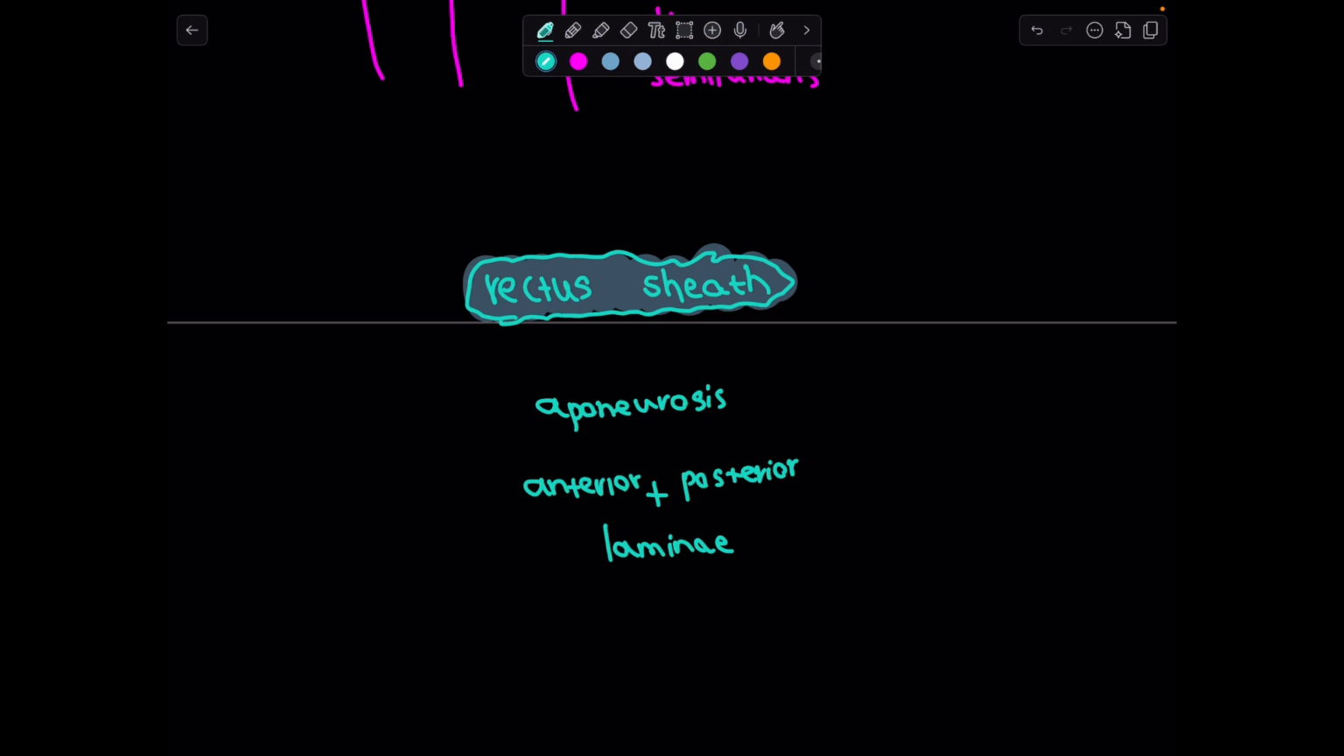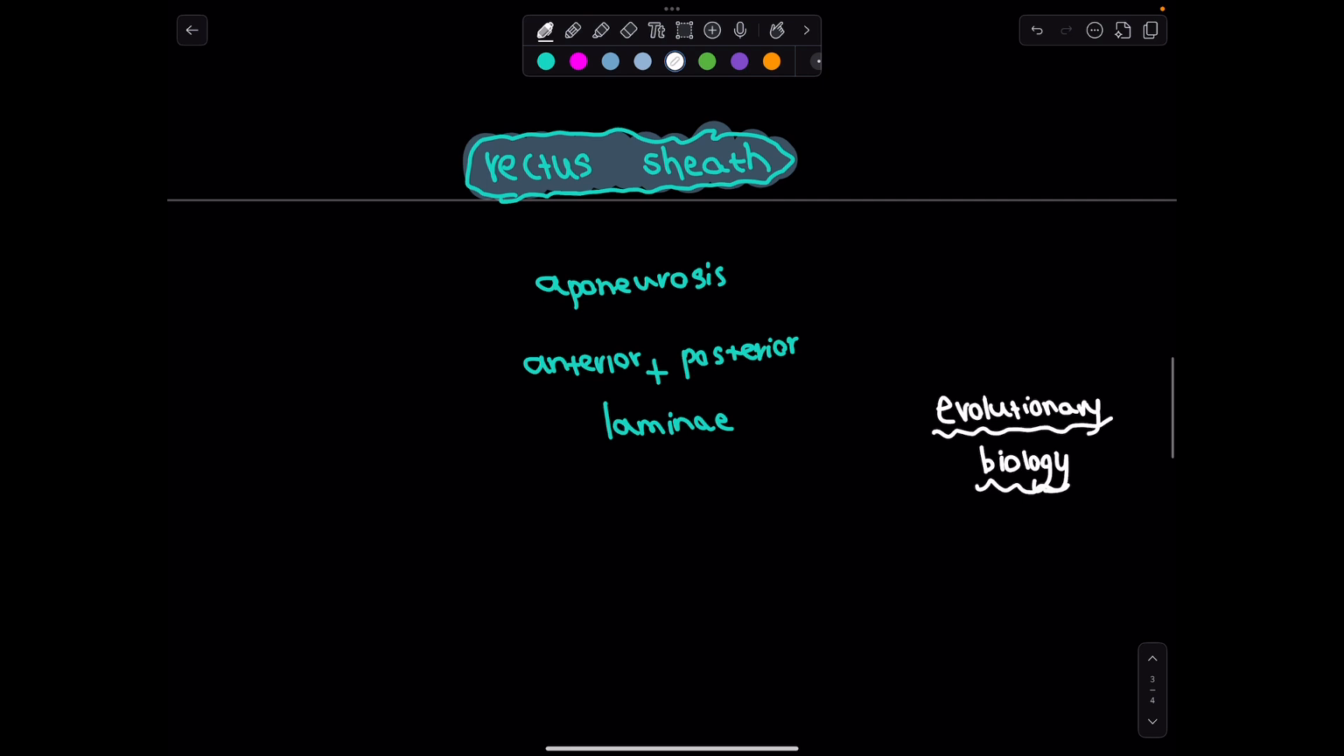I don't get it. Okay, let's simplify. The rectus sheath is like a sleeve around the rectus abdominis muscle. It's made from aponeuroses, flat, tough sheets of tissue from the external oblique, internal oblique, and transversus abdominis muscles. Think of aponeuroses as wide, thin tendons. The sheath wraps the rectus abdominis to hold it in place and help it work.